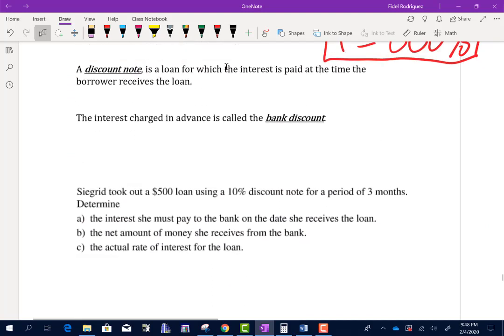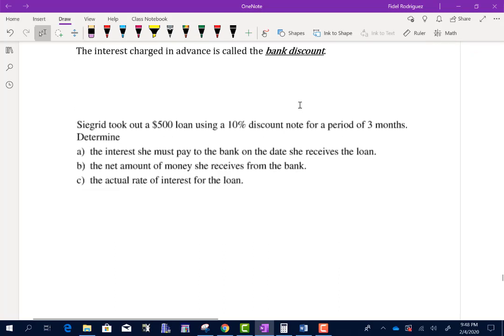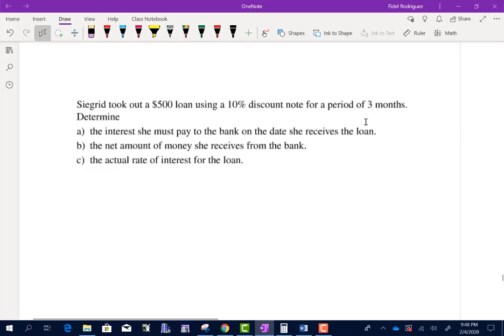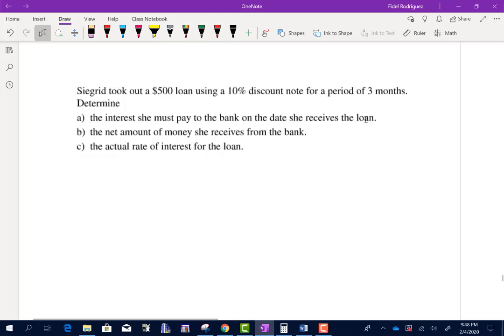It says a discount note is a loan for which the interest is paid at the time the borrower receives the loan. The interest charged in advance is what we call the bank discount. Let's take a look. It says Sigrid took out a $500 loan using a 10% discount note for a period of 3 months. Part A: the interest she must pay to the bank on the date she receives the loan. So we're going to go I equals P times R times T.